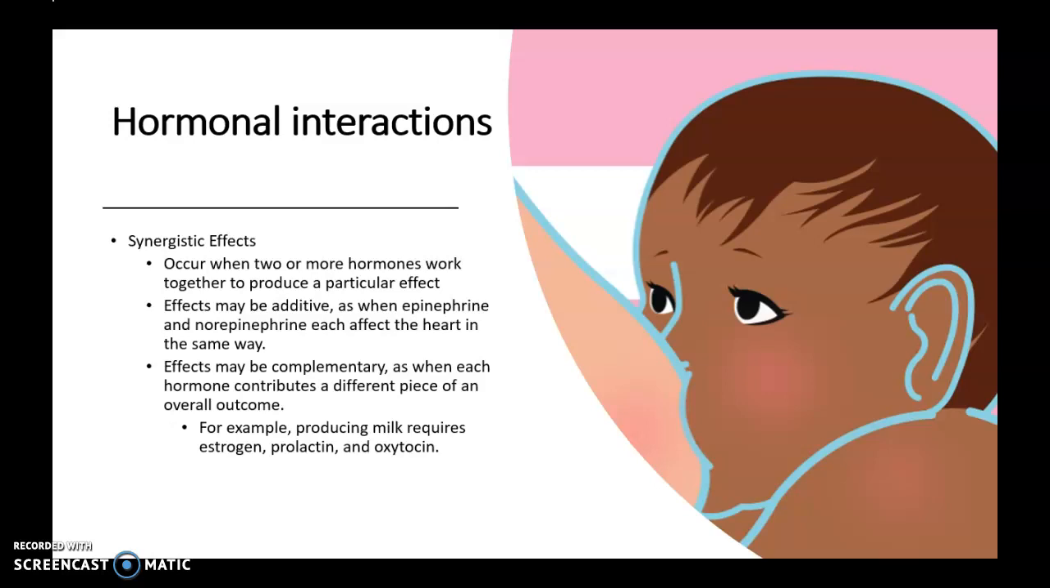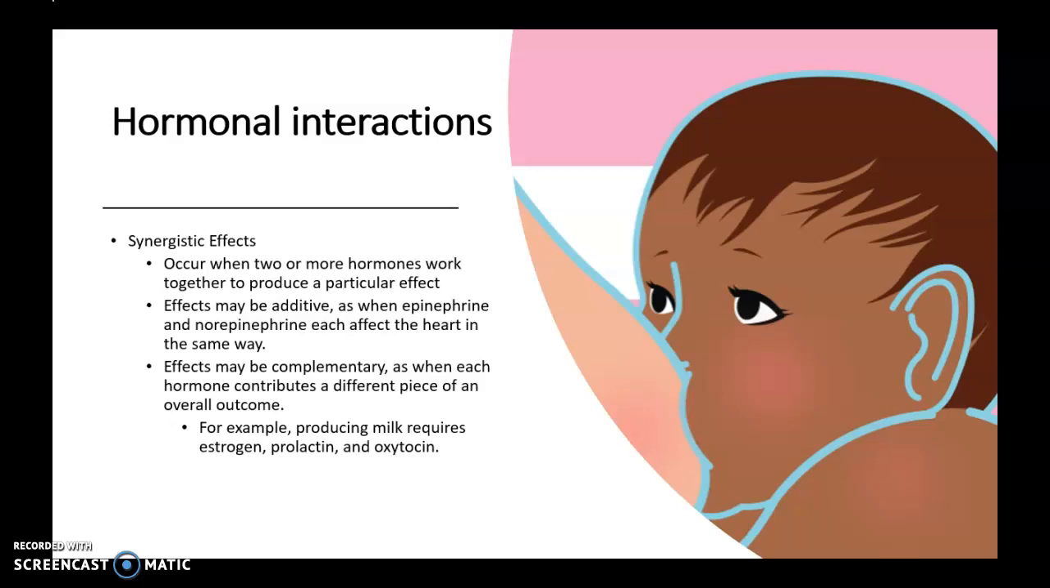The action of epinephrine and norepinephrine on the heart is a very good example of additive effect. Each of these hormones separately produces an increase in cardiac rate. Acting together in the same concentrations, they stimulate an even greater increase in cardiac rate. So this is a classic example of synergism of two hormones on increasing the cardiac rate.